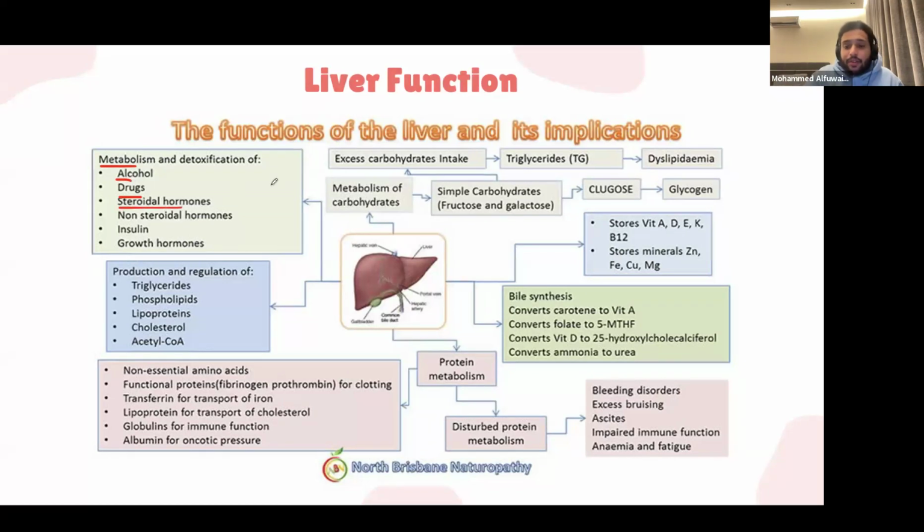The other thing is steroidal hormones. The most important hormone that I want you guys to remember is estrogen, okay? So estrogen is metabolized and broken down in the liver.